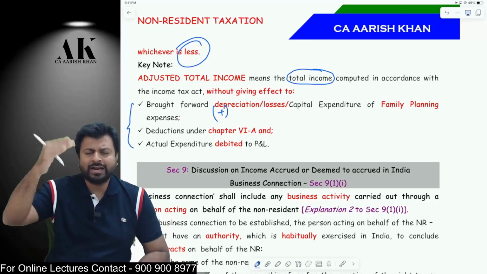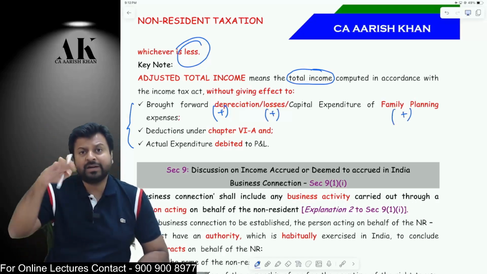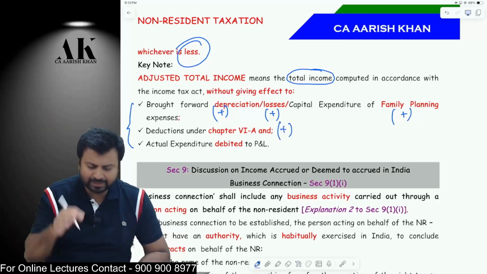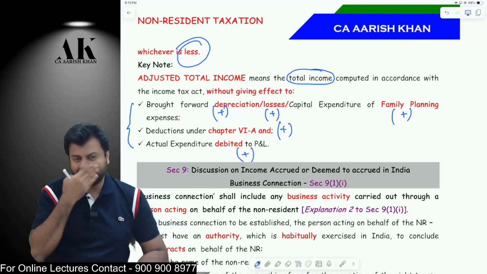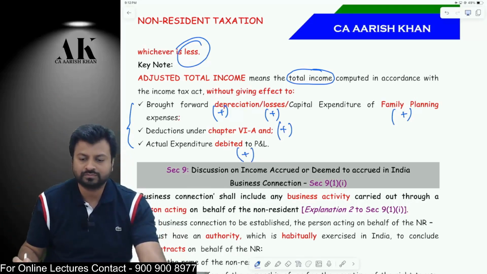Okay. So add UAD to the total income. Add set off of loss to the total income. Add capital expenditure of family planning, not scientific research. Capital expenditure of family planning should be added back. Add Chapter VI-A, and if any expense is already debited to the P&L, that also you should add back. I hope it is clear to all of you.